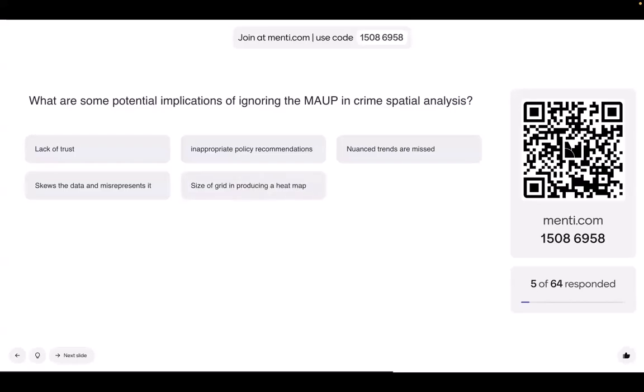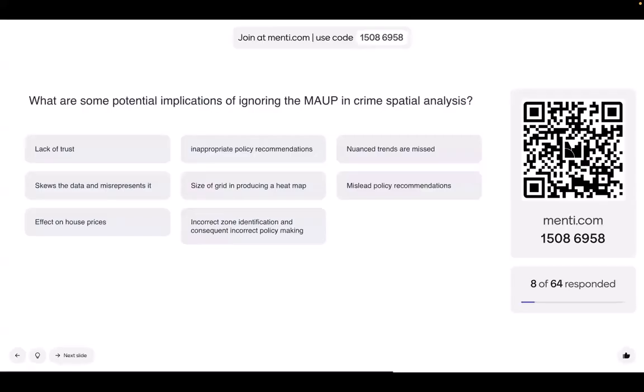Nuanced trends are missed, exactly. If we aggregate to a large unit of analysis, so maybe we're just comparing country by country, of course we're going to miss trends within that country, aren't we? The data is skewed and misrepresents it. Size of a grid and producing a heat map, yes, exactly. Misled policy recommendations. That is probably the biggest issue with the modifiable area unit.